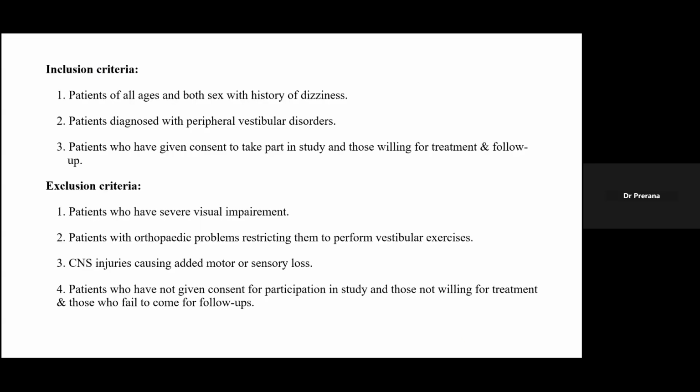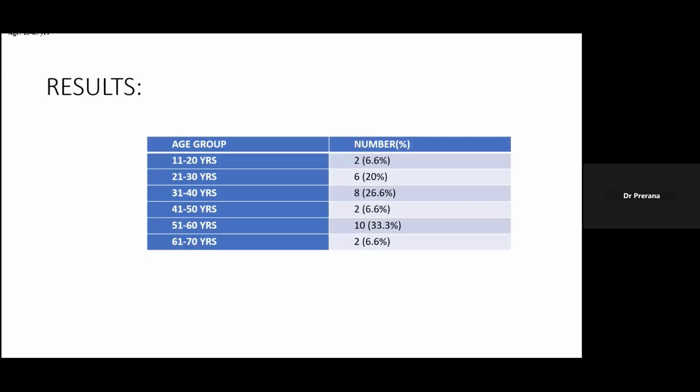We included patients of all ages and both sexes diagnosed with peripheral vestibular disorders, and those who were willing to participate in the study and gave consent. Patients who had severe visual impairment or orthopedic problems restricting them from performing vestibular rehabilitation exercises were excluded. Patients who suffered CNS injuries causing added motor or sensory loss were also excluded, as were those who did not wish to participate, did not give consent, or failed to follow up.